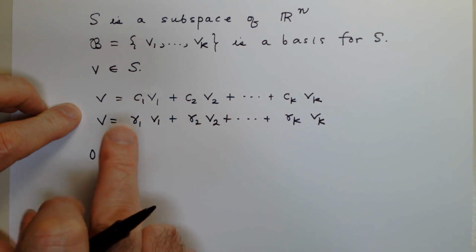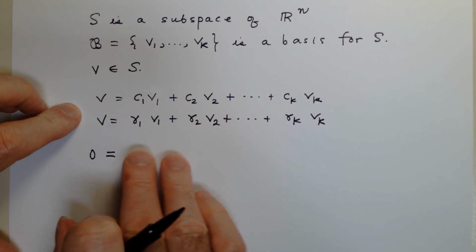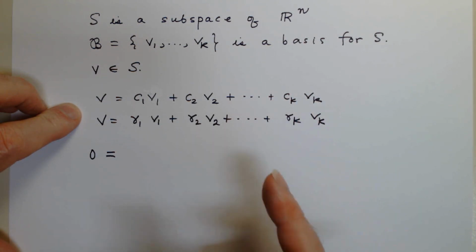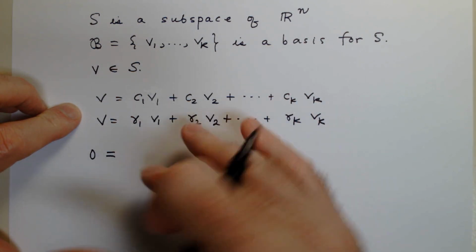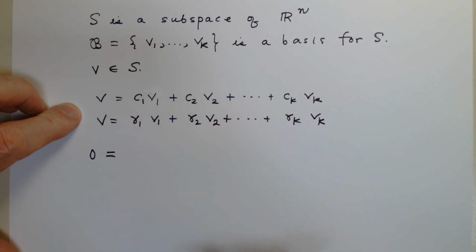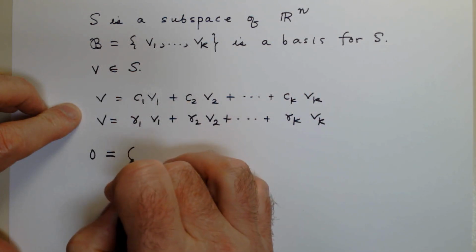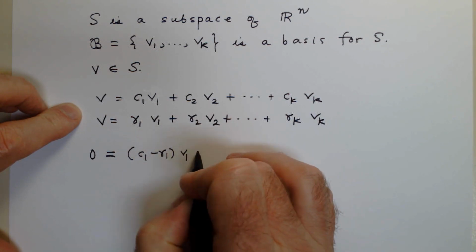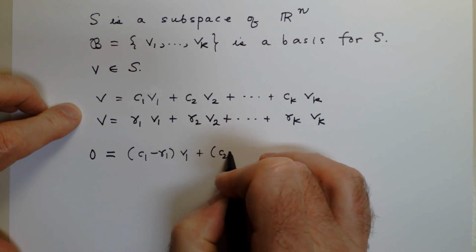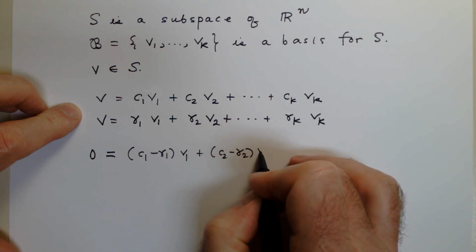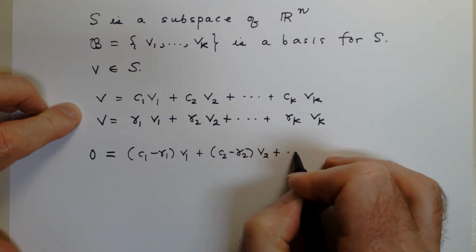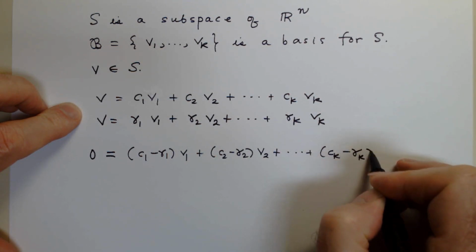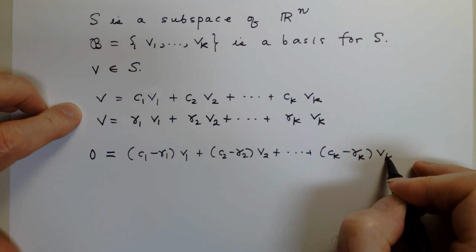What I can do now is group them. I can put the v1s together, the v2s together, and the vk's together and factor out v1, v2 up through vk. I can express the difference on the right-hand sides as c1 minus gamma 1 times v1, c2 minus gamma 2 times v2, on out to ck minus gamma k times vk.